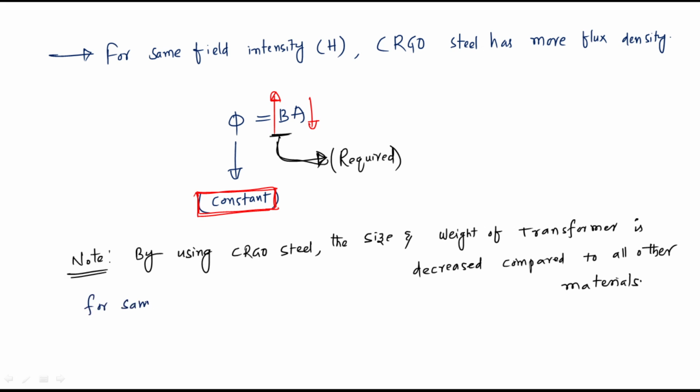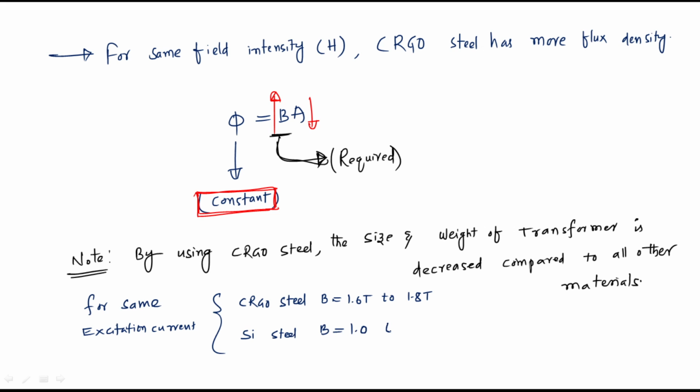For the same excitation current, for CRGO steel B equals 1.6 Tesla to 1.8 Tesla. For silicon steel, what is the value of flux density? That is from 1.0 to 1.4 Tesla. Right? This is about the significance of CRGO.